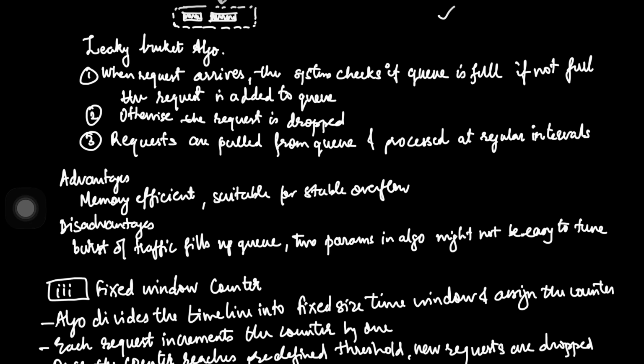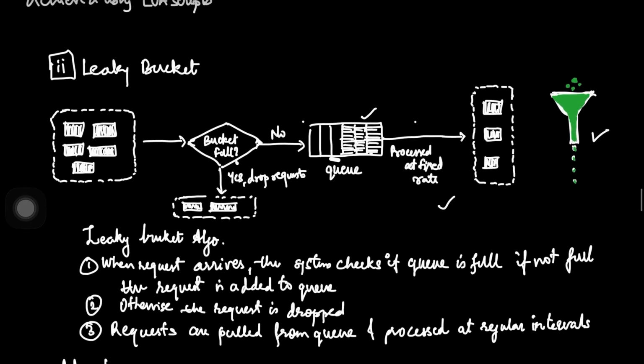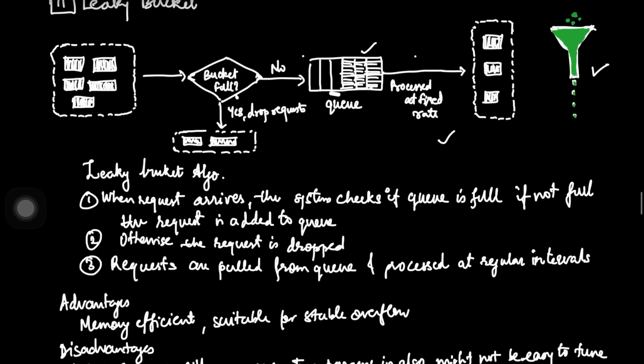On the disadvantage side, the biggest drawback, I would say, is that a burst of traffic can fill up the queue very quickly. If you see over here, the queue is filling at some rate, right? And if it is full, then unlike the token bucket, it cannot handle the legitimate burst. Everything is forced into the slow drip. And just like the token bucket, where we had two parameters to tune, here we also need to manage the queue size, which can be a problem sometimes. But yeah, these are some of the disadvantages of the leaky bucket algorithm.